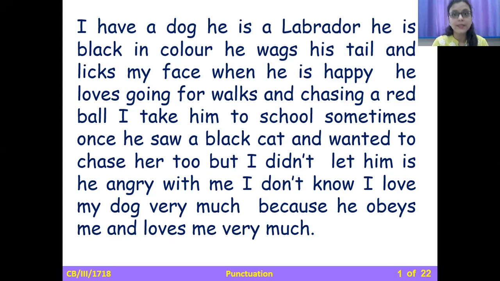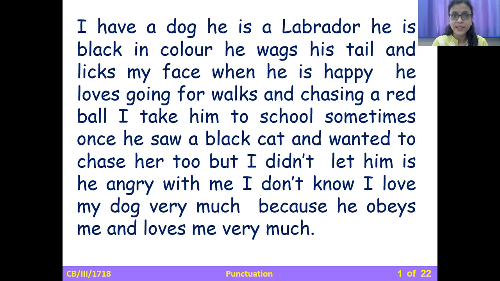I have a dog. He is a Labrador. He is black in color. He wags his tail and licks my face when he is happy. He loves going for walks and chasing a red ball. I take him to school sometimes. Once he saw a black cat and wanted to chase her too, but I didn't let him. He's angry. He with me. Oh, let him. Is he angry with me? I don't know. I love my dog very much because he obeys me and loves me very much.